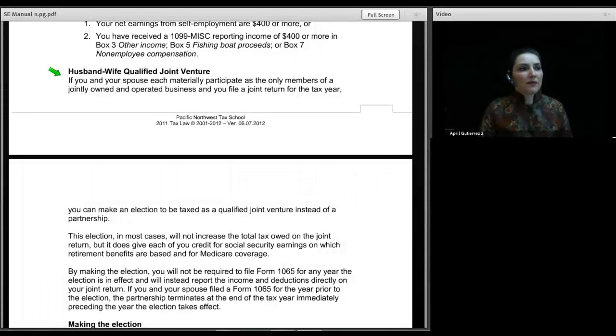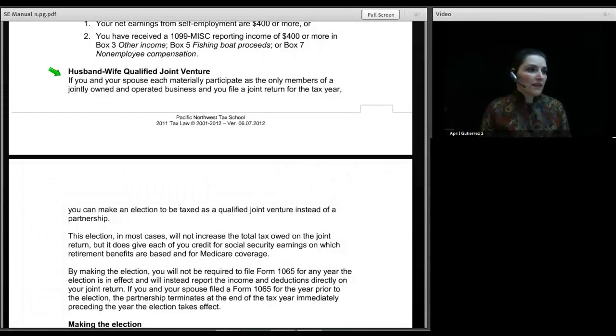But what they will accept is two Schedule Cs where each spouse files their own Schedule C and divides the income and expenses between them on their own separate Schedule Cs. There is a procedure for doing it, which is not very complicated. And in the past, the husband and wife may have been filing partnership returns and have made a decision to just do qualified joint venture, and it's actually perfectly legal to do that.